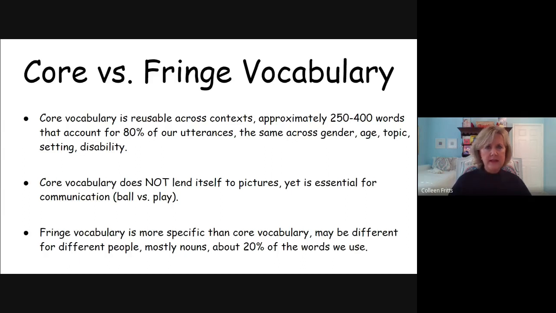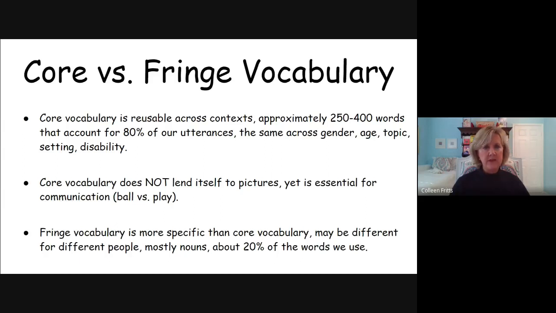Core vocabulary does not lend itself to pictures. And as I said before, many of our students are using picture communication symbols to be able to communicate a message, especially if they're not able to read all of the words that are available to them. So if you look at the word ball versus play, ball is easy to take a photograph of or to draw a picture of. Play, we could come up with many different pictures or drawings that might represent the word play. So core vocabulary does not always lend itself easily to pictures.